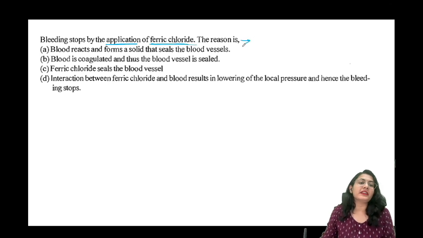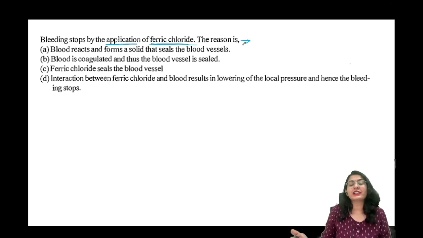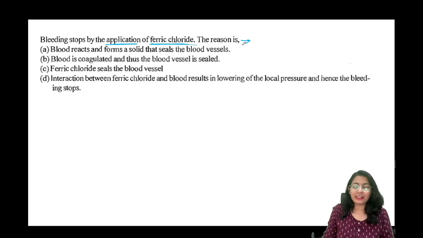The reason being, whenever we have a cut, we apply ferric chloride or some other salt. Why does the bleeding stop? Very common sense question. So let's answer. The blood reacts and forms a solid that seals the blood vessel. Blood is coagulated and thus the blood vessel is sealed.